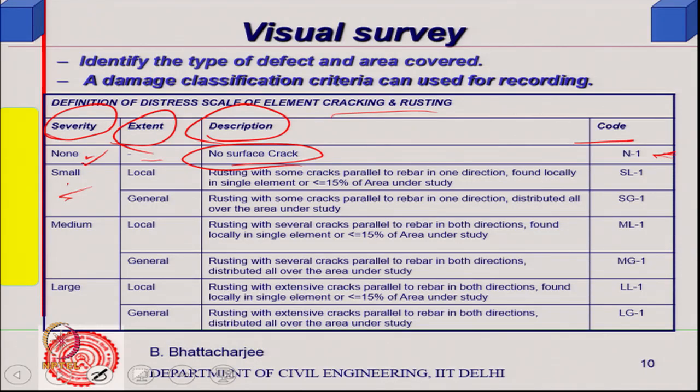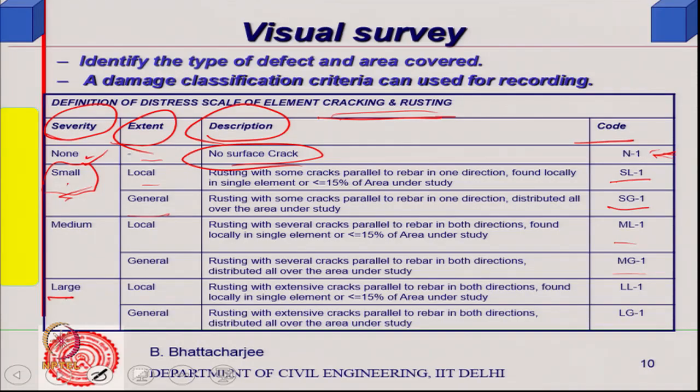Similarly, if it is a small crack, one or two localized in one place, rusting with some cracks parallel to one direction found locally in a single element, less than 50% of the area under study. In case of cracking and rusting, I might call it local. So, severity is small, this is local, and this is 1. If it is general over a larger space, then I can call it SG1. So, this was N1 and this is SG1, then this is ML1. Now, 1 stands for cracking and rusting. You can have others, for example, for plastic shrinkage you might give some other coding name.